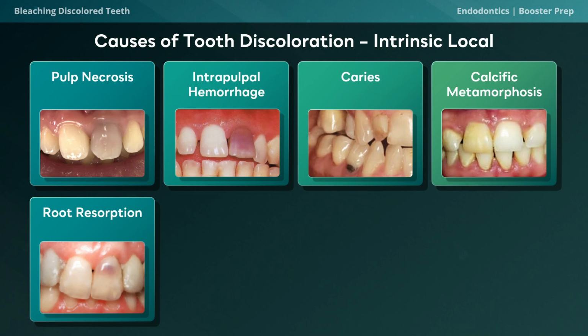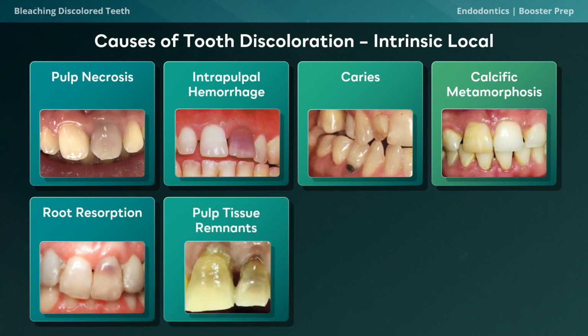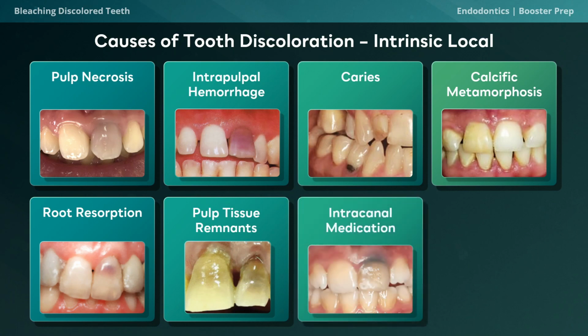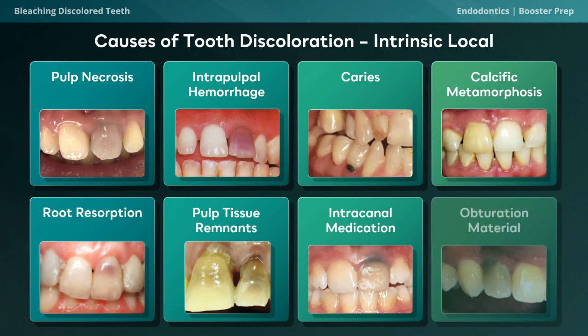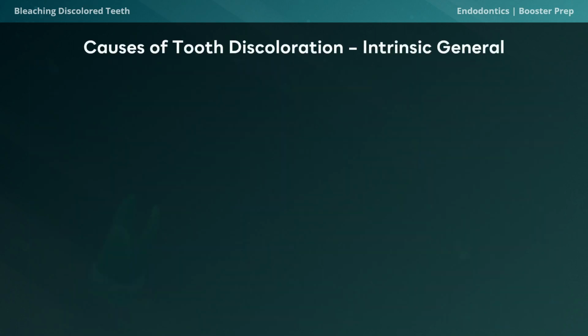And let's not forget about the effects of endodontic treatment itself. We have remnants of pulp tissue, intracanal medication, like the triple antibiotic paste used in regenerative procedures, and plain old obturation materials. Think zinc oxide eugenol, plastics, or metals from sealers. So endodontic treatment itself can leave its mark, changing the tooth's color in various ways. So each of these factors, guys, contributes to the unique story of a tooth's color, painting a picture of its history and health.